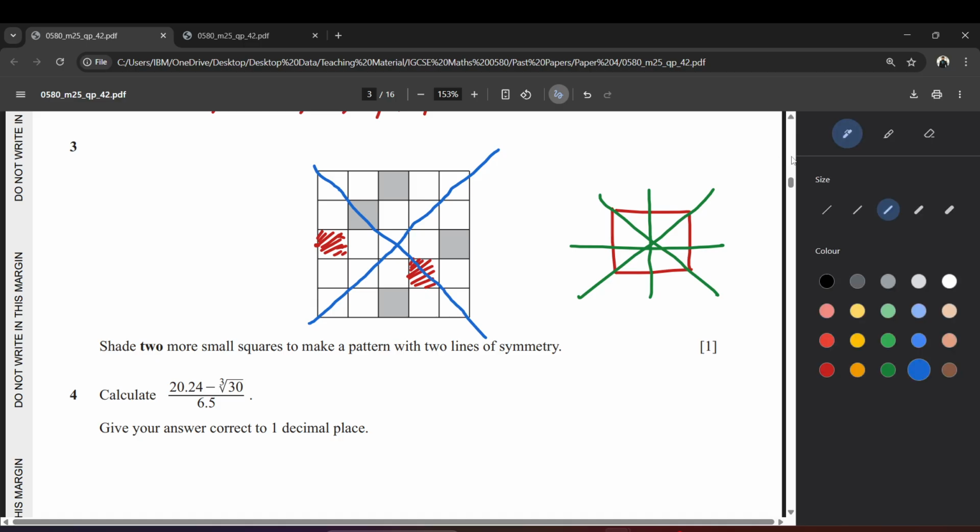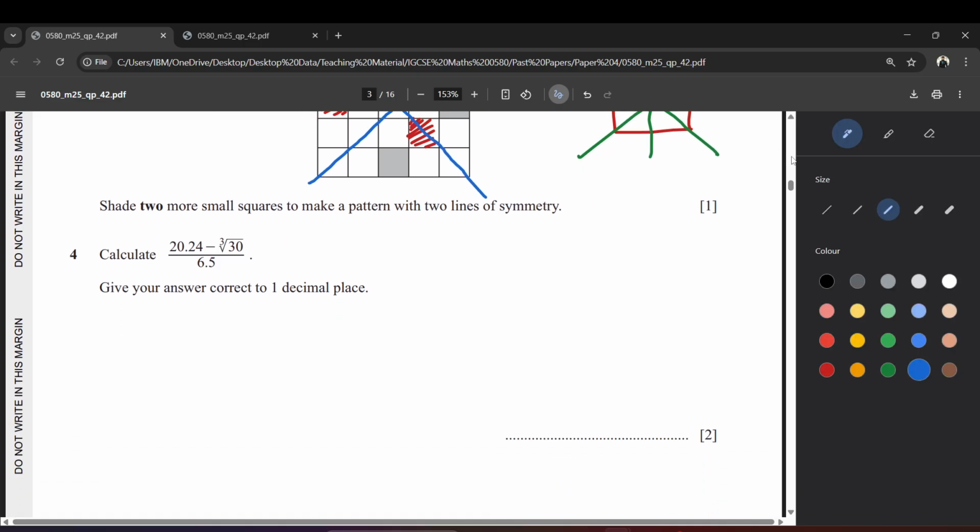All right. Question number 4. Calculate 20.24 minus cube root 30 over 6.5. Calculate means that you are supposed to use a calculator for this purpose, and then it says give your answer correct to one decimal place. Now the question is, why is it for 2 marks? I mean, this is just a straightforward question, right?